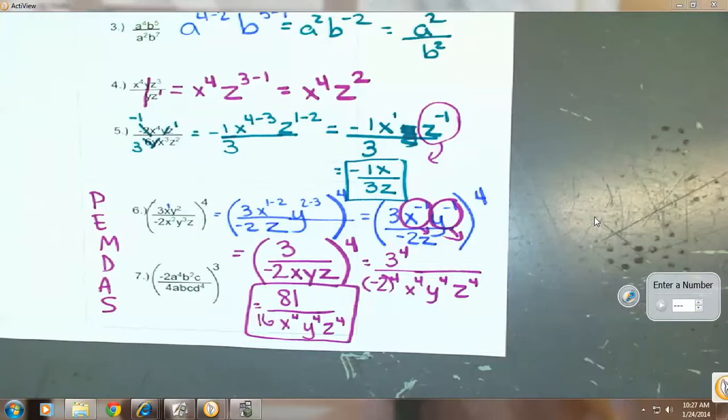I think it should be true. If you put negative 1 in the third power, negative 1. Yes, that's okay. Just the exponent.